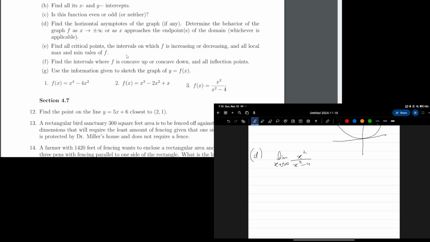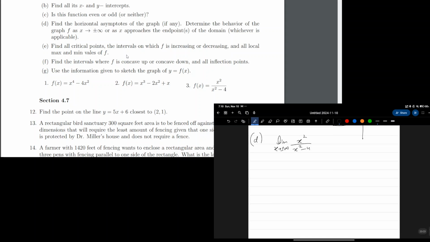Now, either you can use, well, it wouldn't always work, but over here L'Hopital's rule would work. It would help you to find the infinite limit. But generally, we have the method of looking at the highest power on the bottom and dividing by that power on the numerator and denominator. So this would become x squared over x squared over x squared over x squared minus 4 over x squared. Okay? And the limit goes to x to the plus minus infinity.